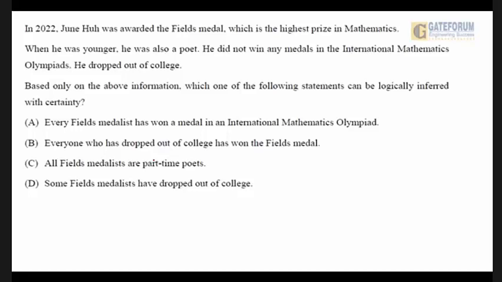Okay. See the passage you have read. Now the first option: every Fields medalist, and mind it, Junha was awarded the Fields Medal, so he was also a Fields medalist. Every Fields medalist has won a medal in an international mathematics Olympiad. I will say this is an entirely wrong conclusion because Junha himself did not win any medals in the international Olympiad. So option A goes out.